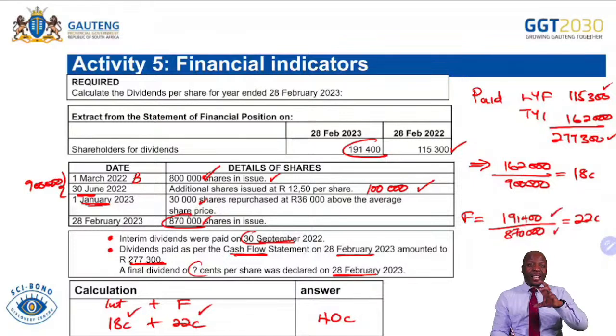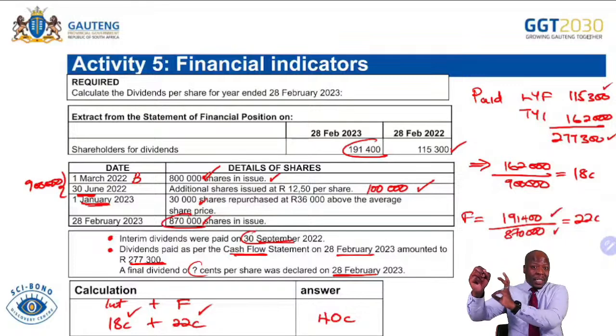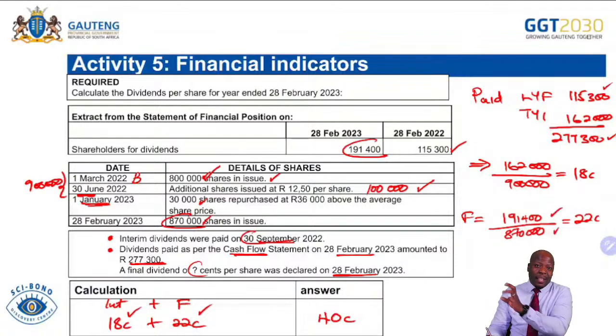As I said earlier on, I tweaked this question a bit. I just wanted to show you, in the event that the number of shares changes, if you check on your formula sheet right at the bottom, it tells you that when the number of shares changes, you must use the average method. So we calculate the interim dividends on a particular number of shares. Then we calculate the final dividends on a particular number of shares. Then we add the interim plus the final to get the total dividends per share. Very important that you look for such questions and you continuously practice on such questions.